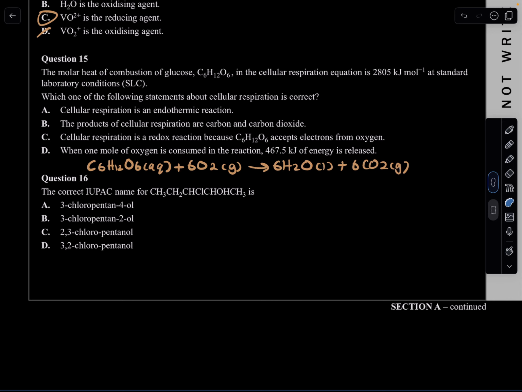Let's just put these in. I'm going to put these nicely like that. Okay, that is nice. Let's have a look at the question. Which of the following statements about cellular respiration is correct? A, cellular respiration is an endothermic reaction. No, remember what we said. Cellular respiration is exothermic.